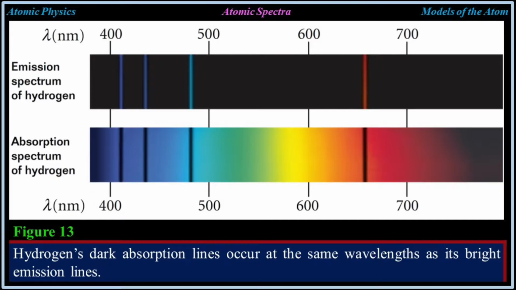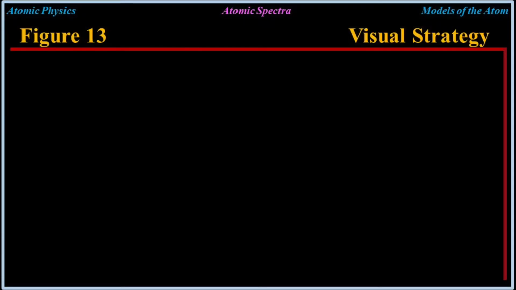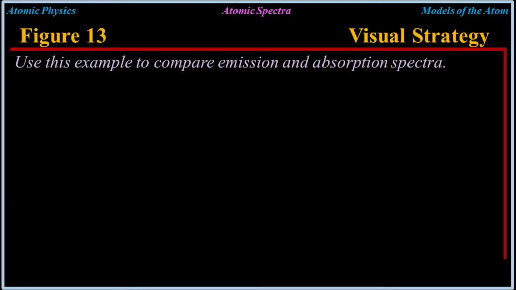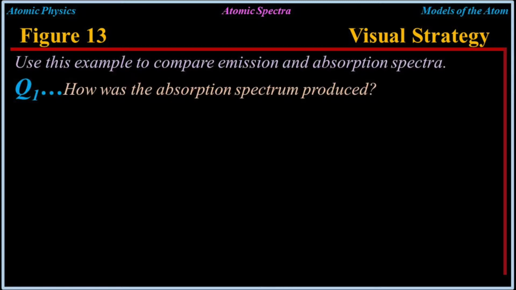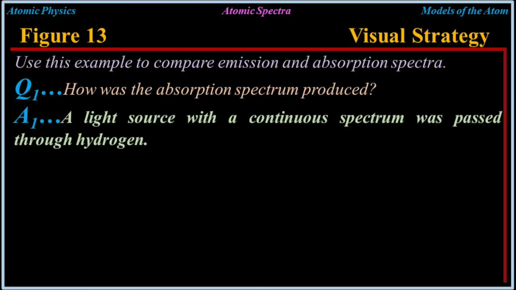Figure 13: hydrogen's dark absorption lines occur at the same wavelength as its bright emission lines. So the absorption and the emission spectra are essentially the same. If you look at the wavelengths, they're going to come out to be the same. Figure 13, visual strategy. Use this example to compare emission and absorption spectra. While we're preparing, look at figure 13. How was the absorption spectrum produced? A light source with a continuous spectrum was passed through hydrogen.